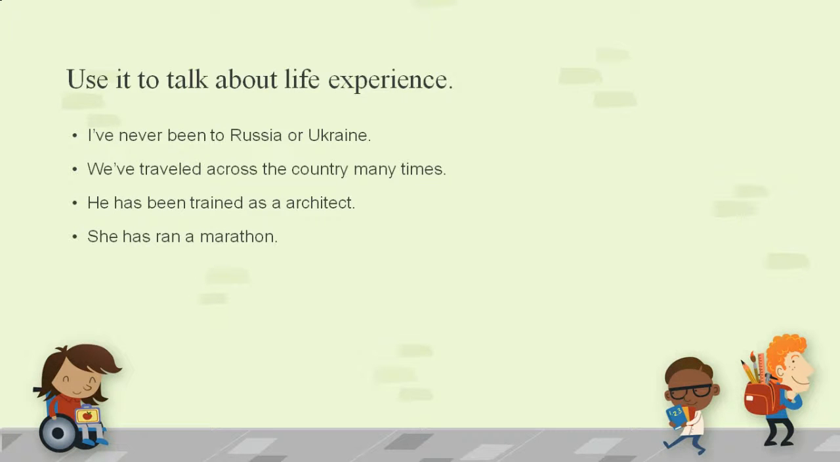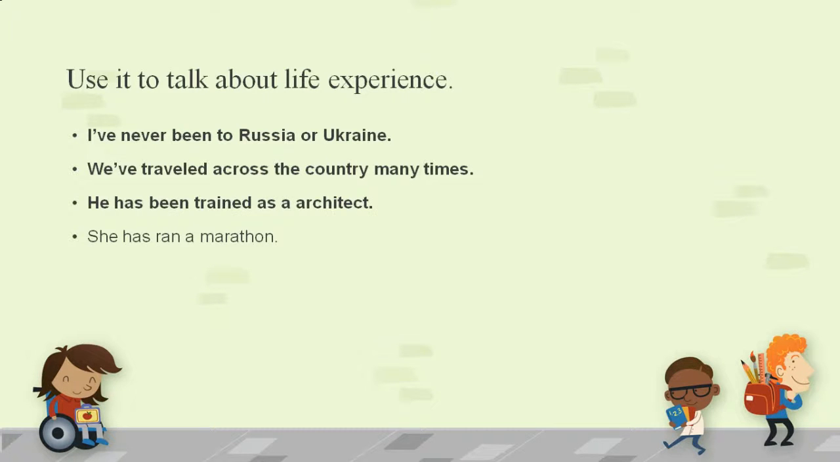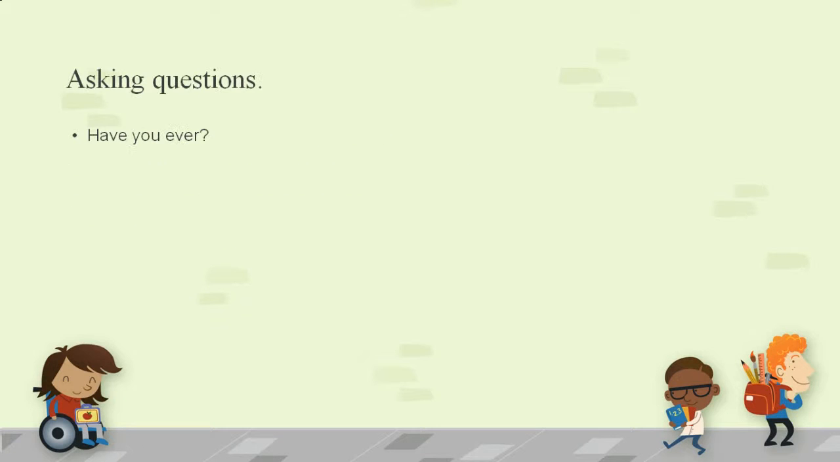We use it to talk about life experience. I've never been to Russia or Ukraine. Now that's a negative use. We use the word never sometimes when we're using the present perfect tense. We've traveled across the country many times. He has been trained as an architect. She has ran a marathon. So things that have happened in your life, and you can think about things that you've done that you might want to use the present perfect tense for when you write your paragraphs.